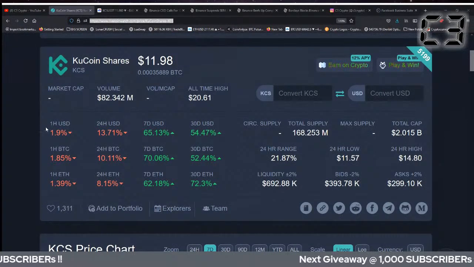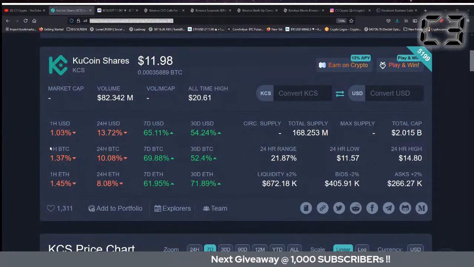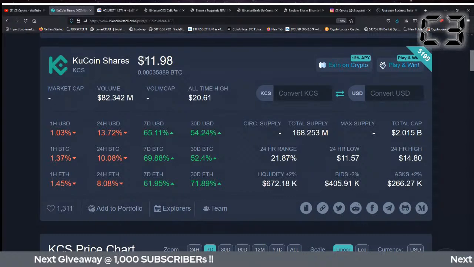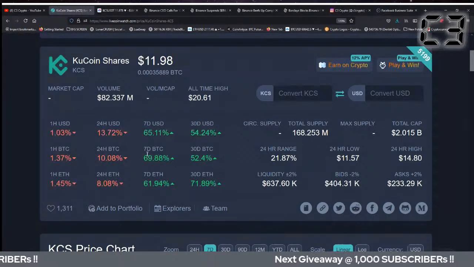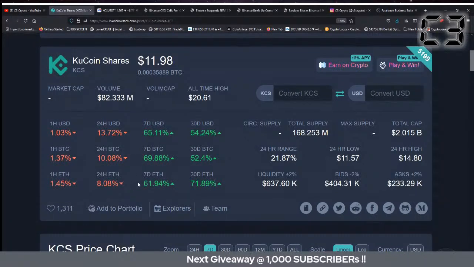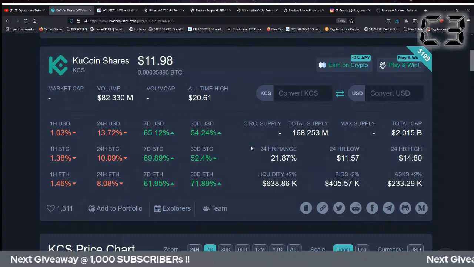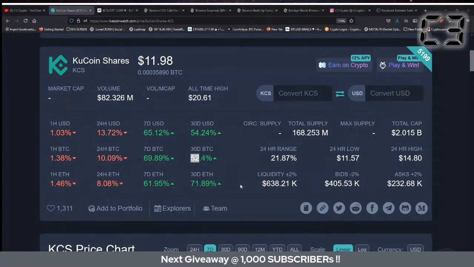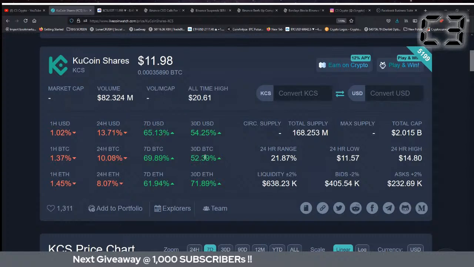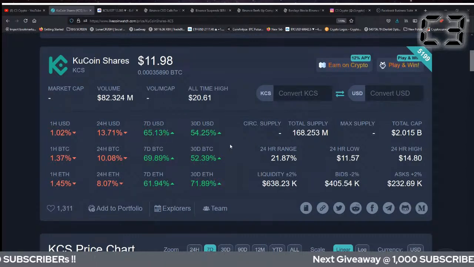So you can see how much the volume and the price has changed over the last hour, 24 hours, 7 days. Even after this little tank, we're still up 65% in the last 7 days. Against Bitcoin, it's up 70%. And against ETH, it's around 62. So that's actually really not that bad. You can tell the 30-day gain is actually somewhere around 52% as well. So that's pretty good. It's got most of its gains in the last 7 days.